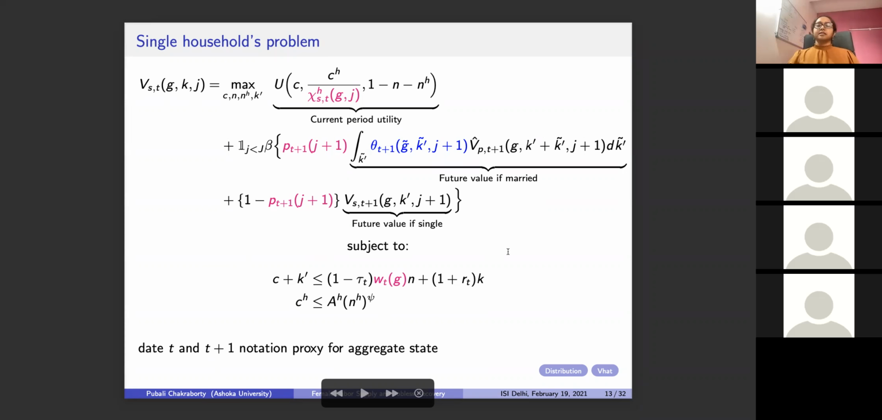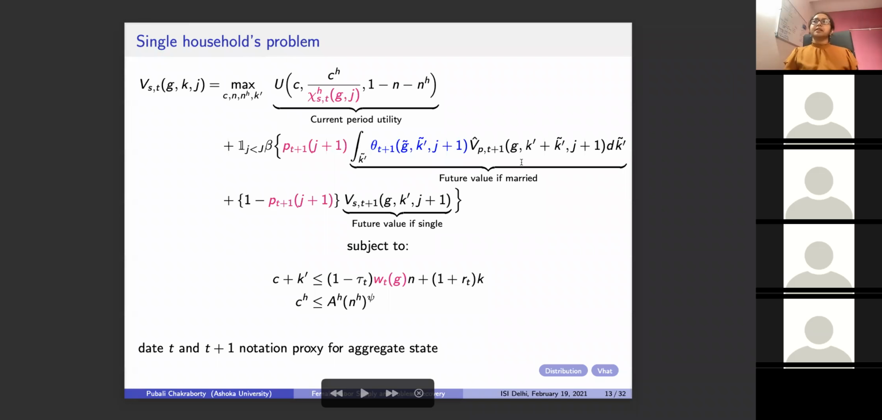Sorry, Pubali, one more question. Subject to C plus K prime is mine, right? I'm talking about the budget constraint that you have, yes. C plus K prime. And that does not include K prime tilde. It's not like joint income. This is my decision as a single household today. I decide how much I want to consume and how much I want to save, which is K prime. So this is just a single individual who is synonymous with a single household in that sense.